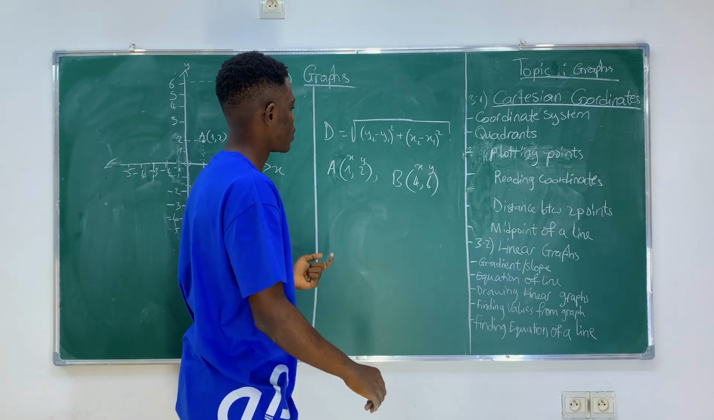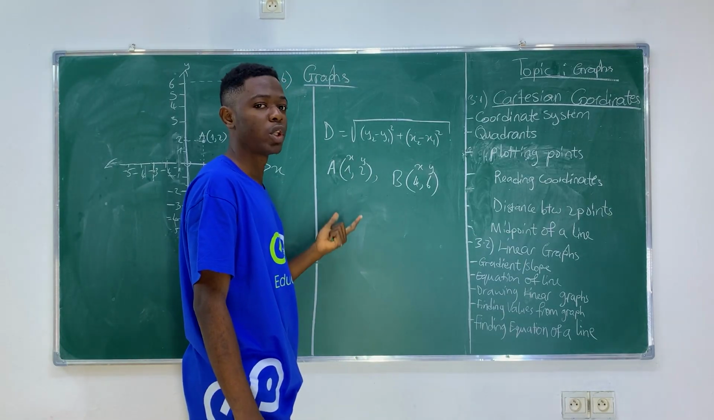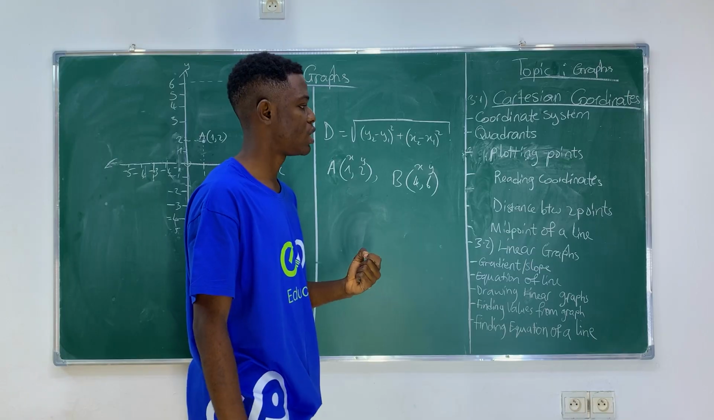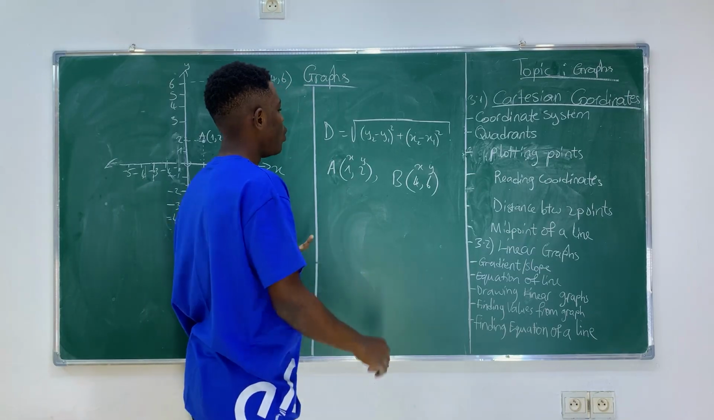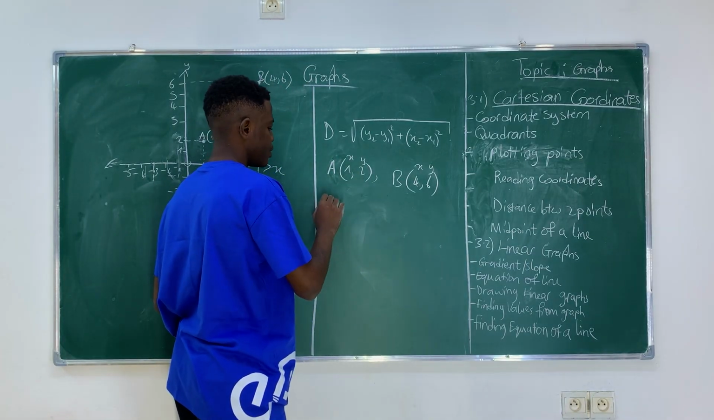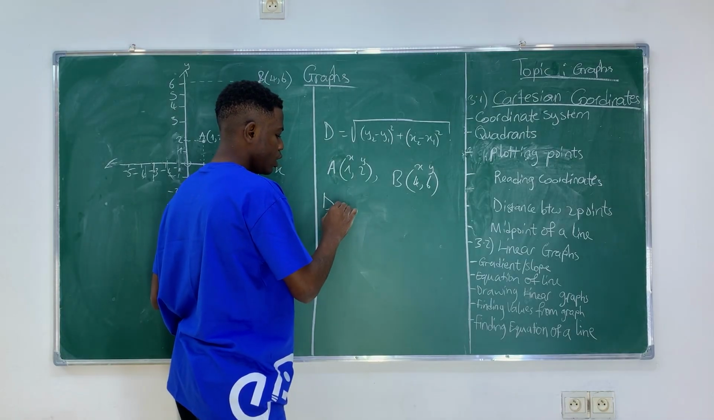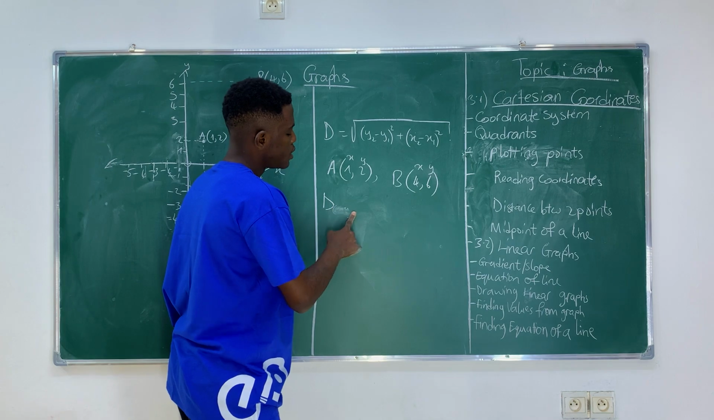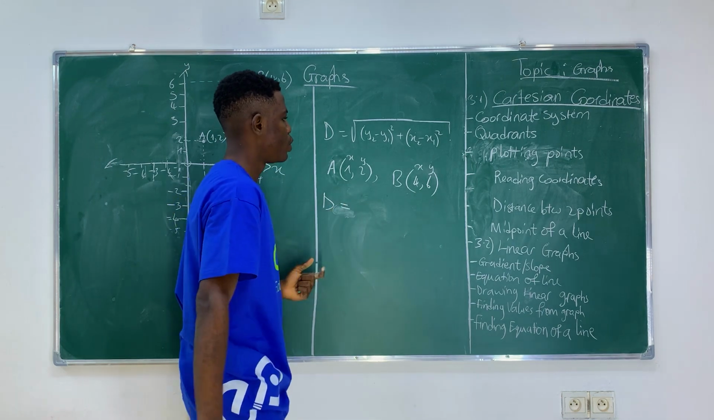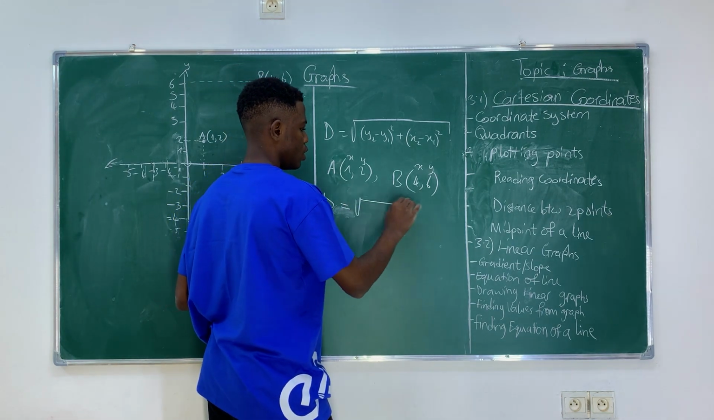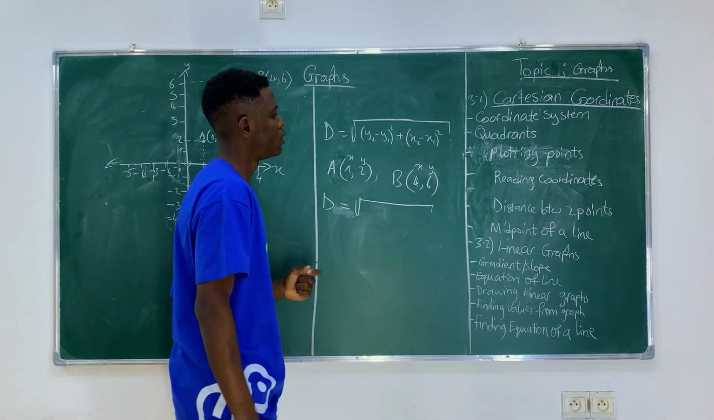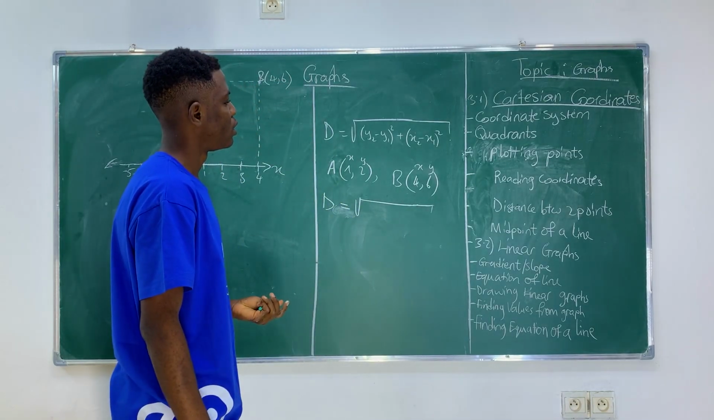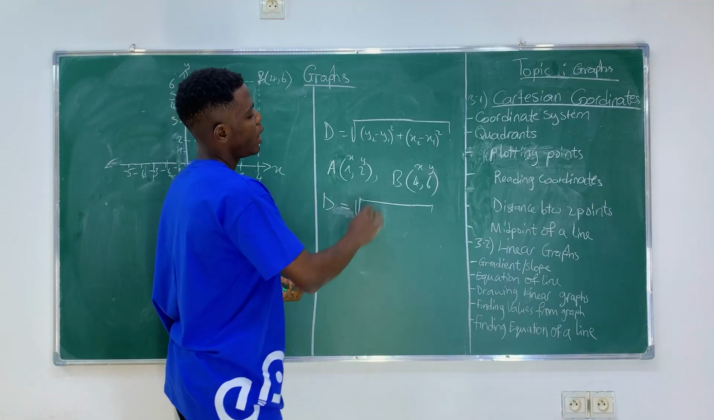Alright, so we are to calculate the distance. You already plotted the points, and you already stated in which quadrants they are. We are to calculate the distance between the 2 points. So the distance between A and B, right? The distance is going to be the square root of, we have y2 minus y1.